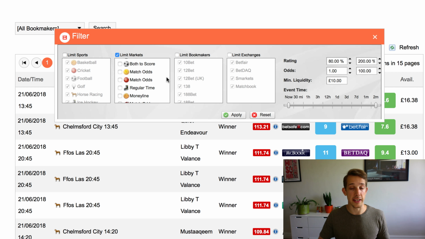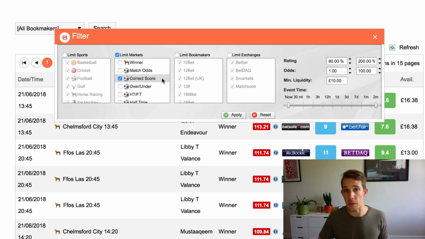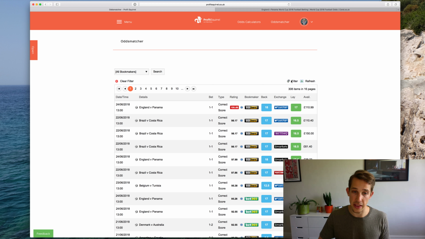And then there are markets in other sports. So all of these are basically just match odds markets. They're called different things because that's what they're called in those respective sports. But in all of these markets, you're basically betting on the final outcome, a win, a loss, or a draw. When you select one of these markets, for example, correct score, and you hit apply with the filter, you will see them coming up in the odds matcher.